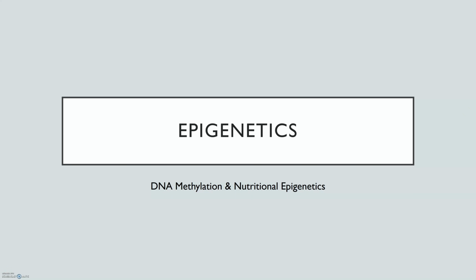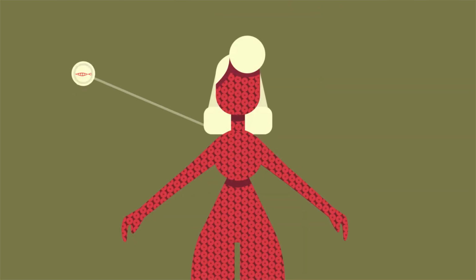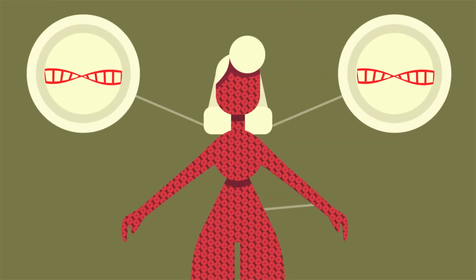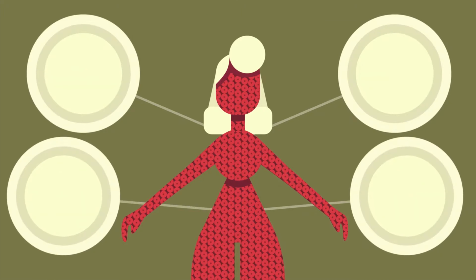We're going to take another look at epigenetics and learn a bit more about how it's a study that is very relevant to our everyday life. Except for mature red blood cells and cornified cells like hair and nails, which do not have a nucleus, every cell in our body contains the same set of DNA we inherited from our parents.